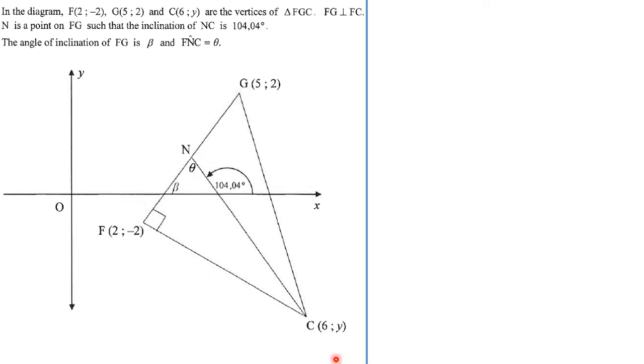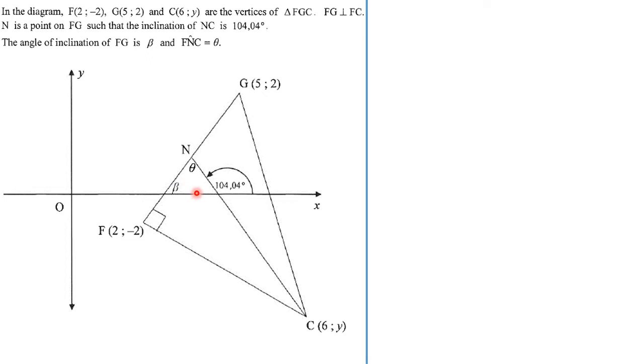At F, between FG and FC. Now at the same time you also have N, which is a point on FG. This doesn't need a metric brain. You can see it is on FG, such that the inclination of NC, which is what I was talking about earlier, is 104,04 degrees. The inclination of FG is actually B.